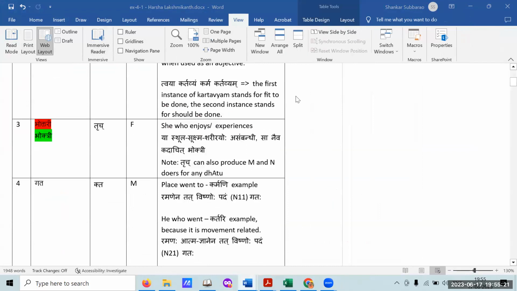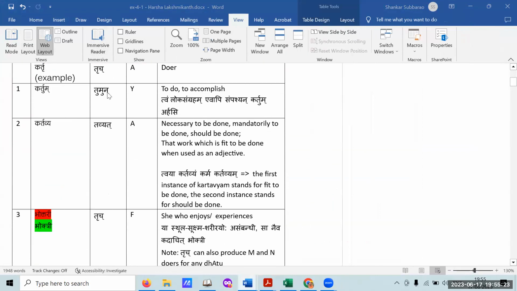See, the exercise was only to say what? Kartum, tumun, to do. That's all. Then what did he add? Tvam loka sangraham evapi sampashyan kartum arhasi. This is a sentence from the Bhagavad Gita, paraphrased. But what did you get there? Kartum.